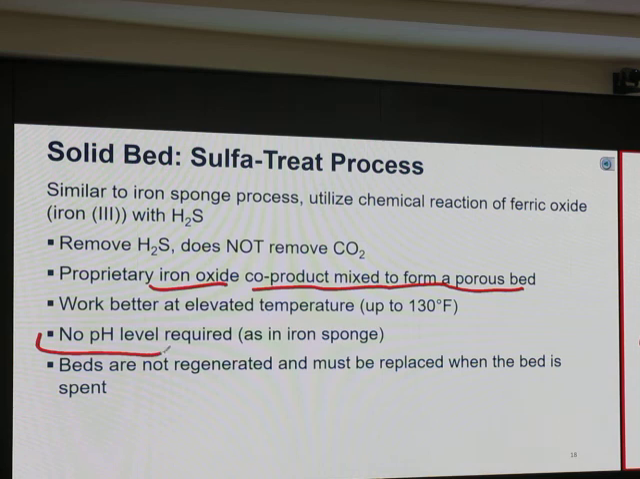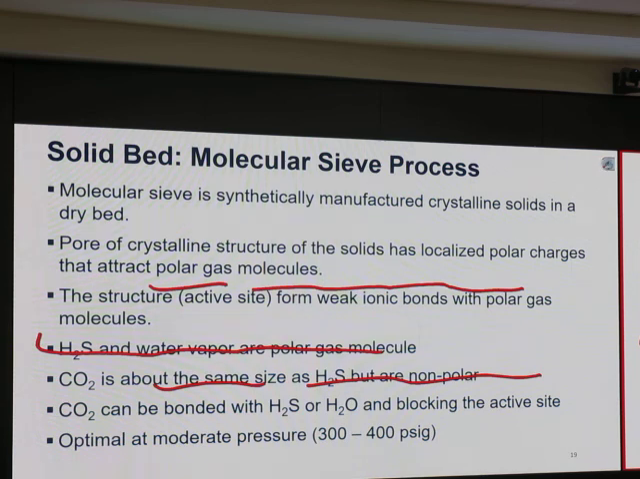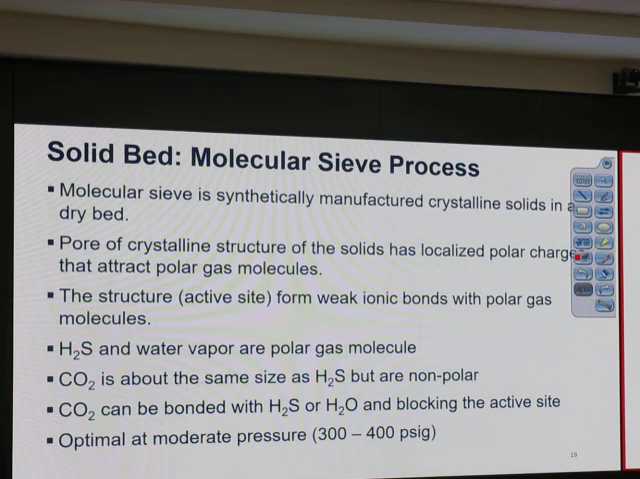No pH level control is required as in the iron sponge case, where the pH has to be 8 to 10 or something. This one doesn't need pH control. Beds are not regenerated and must be replaced when the bed is spent. Basically it's a reactor and we put something inside so that we have a chemical reaction. This chemical reaction catches H2S and lets sweet gas come out.